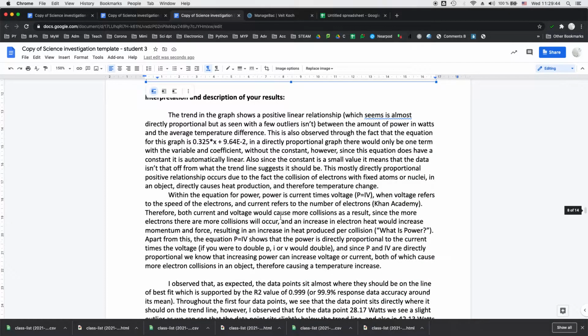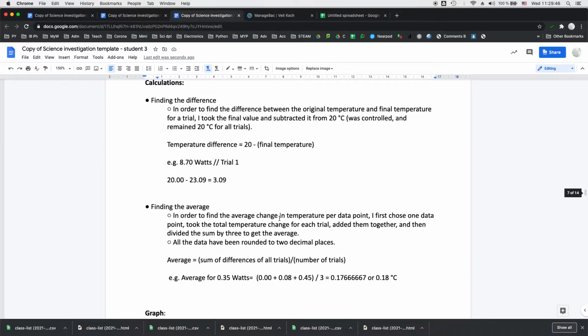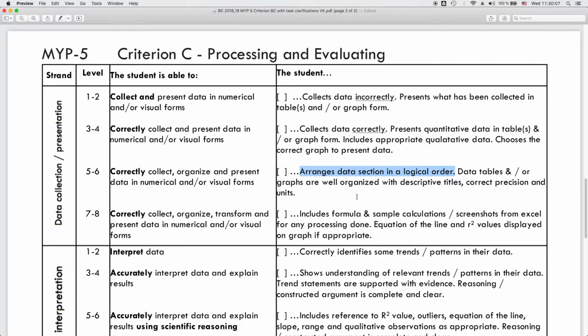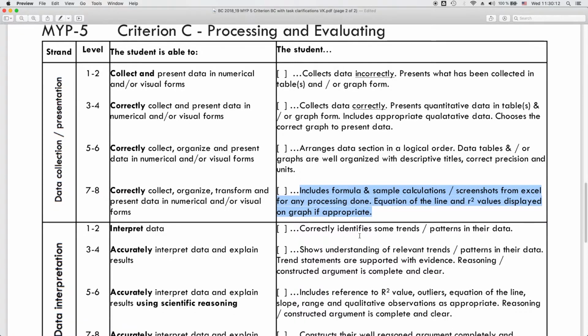And the finding of the temperature difference, 20 minus the final temperature, is shown here. It should actually be the other way around, final minus the initial, but never mind, the idea is correct. So I would say that this third investigation here would actually get a 7 to 8.